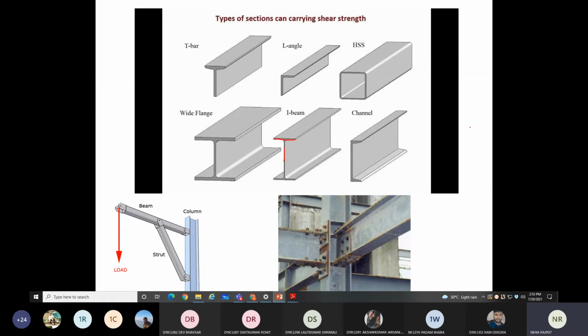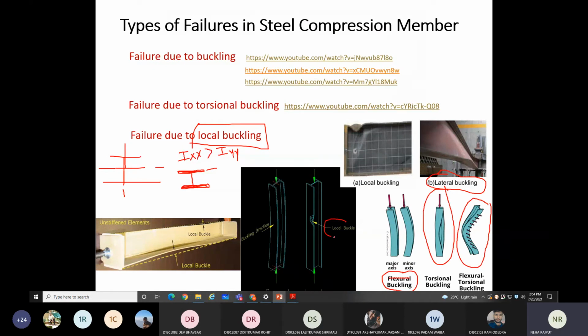The section may fail in the flange means if this is the I section, then the I section may fail like this, or your web may also buckle like this, right? This portion. So this is called the local buckling. The section doesn't fail as a whole, but one of the parts, the flange or web, will fail, and that is called the local buckling.